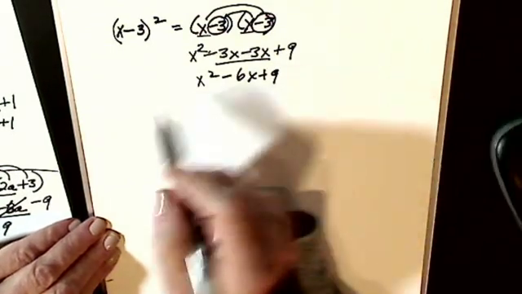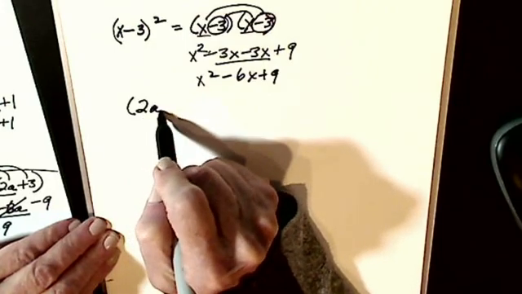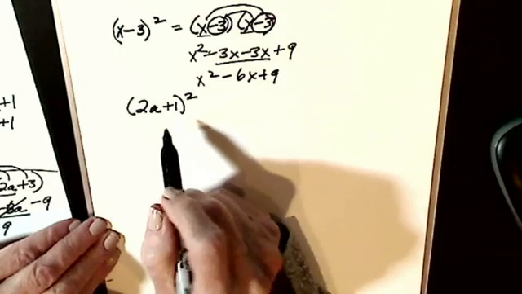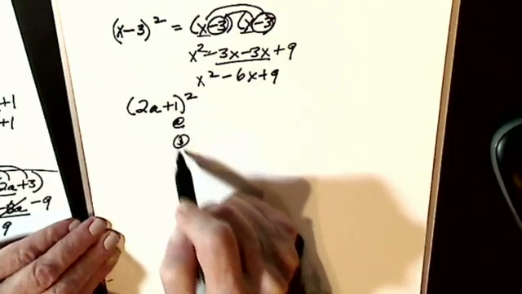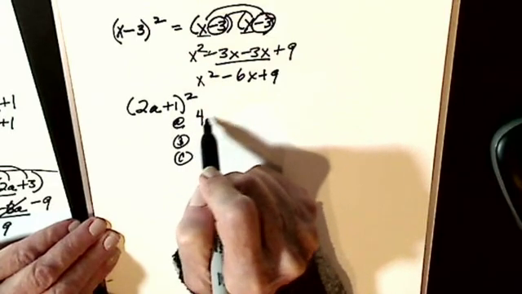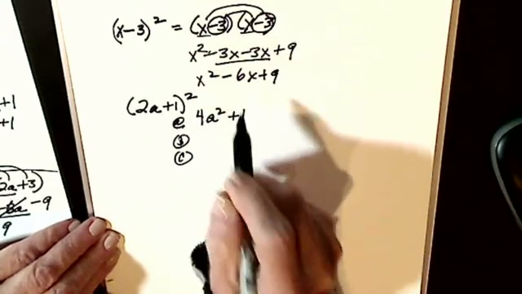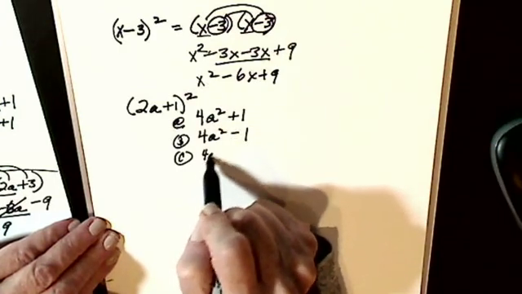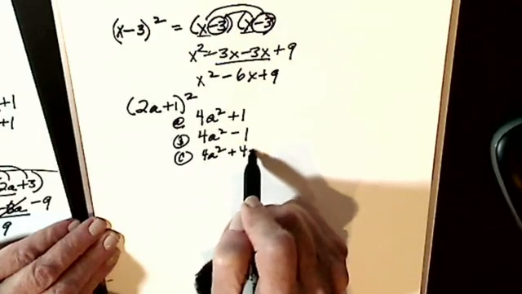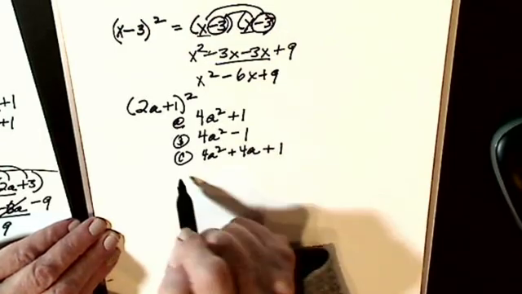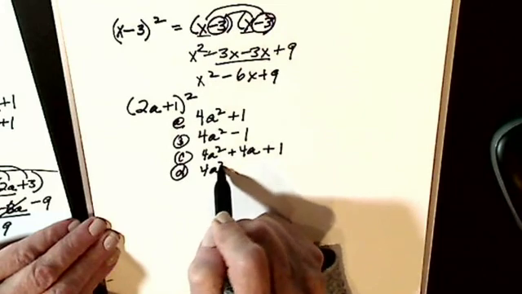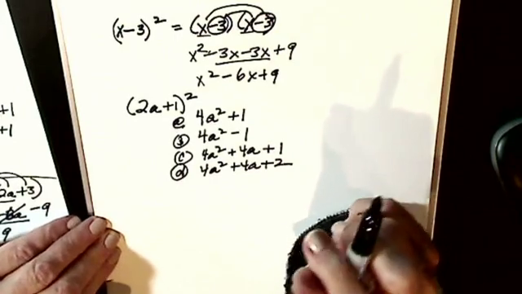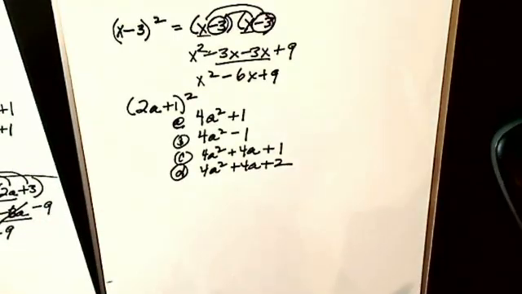If I would do one more, let's say we have 2a plus 1, the quantity squared. And I gave you a multiple choice, A, B, C. Let's make it 4a squared plus 1, 4a squared minus 1, 4a squared plus 4a plus 1. And we'll make it 4a squared plus 4a plus 2. So now, try that one.